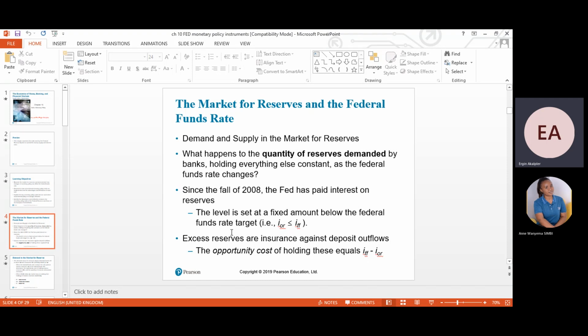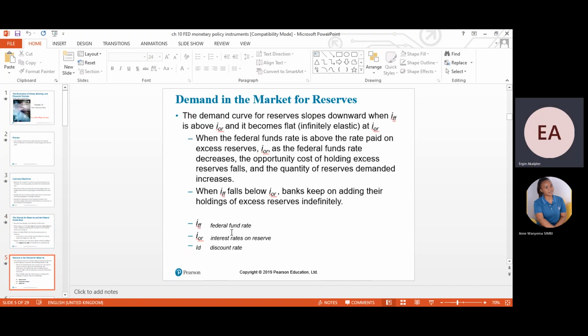The opportunity cost of holding this equals the difference between the federal funds rate and the interest rate on reserves. The demand curve for reserves slopes downward when the federal funds rate is above the interest rate on reserves, and it becomes flat, infinitely elastic, at the level where the interest rate on reserves is set.